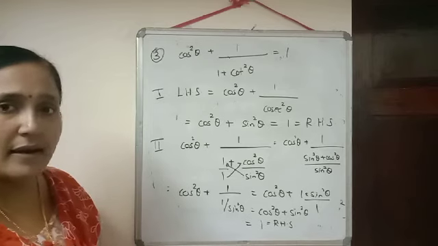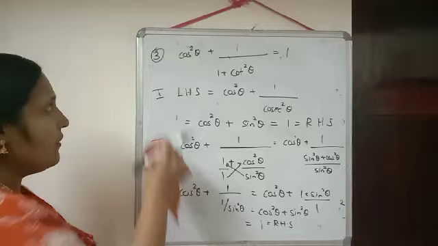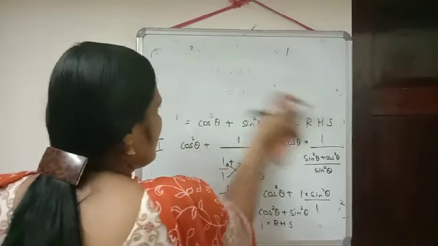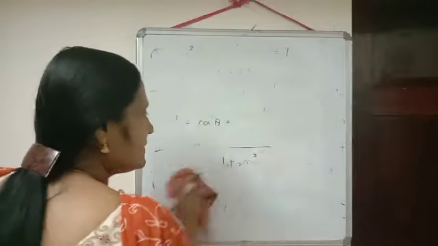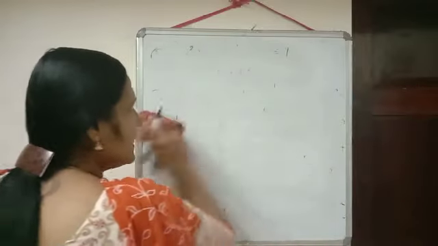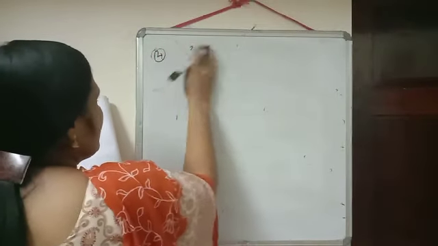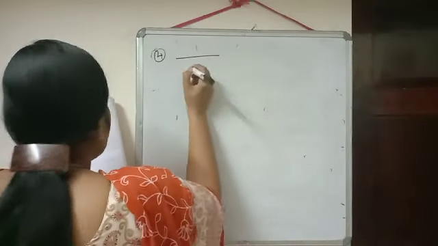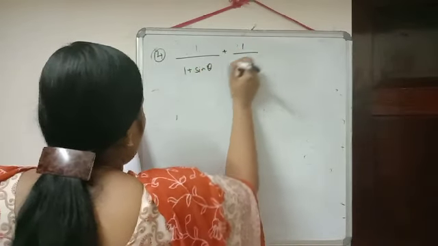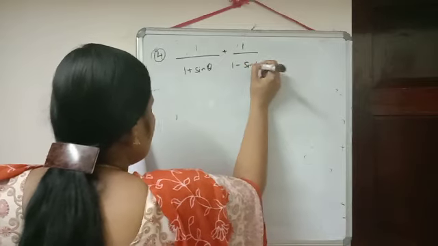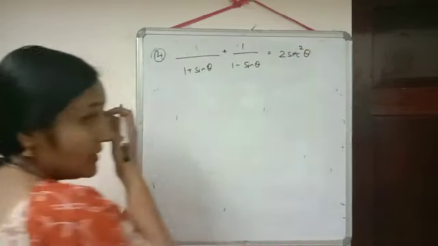So I think it's clear. Okay, so write down the next question. Question number 4. All questions are prove that questions only. So again and again I am not saying that you prove that, prove that. Question number 4 is 1 by 1 plus sine theta plus 1 by 1 minus sine theta is equal to 2 sec square theta. This we have to prove.